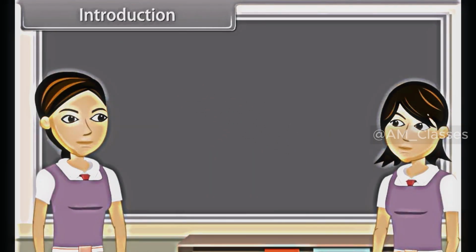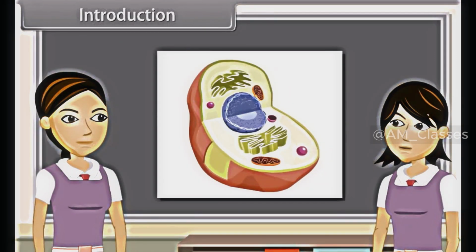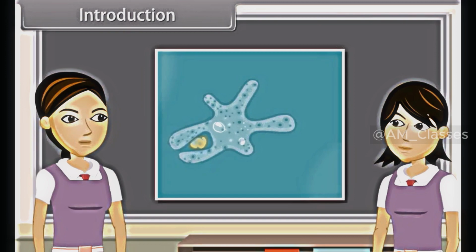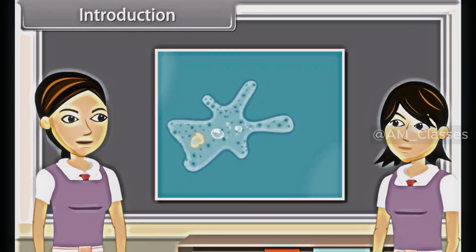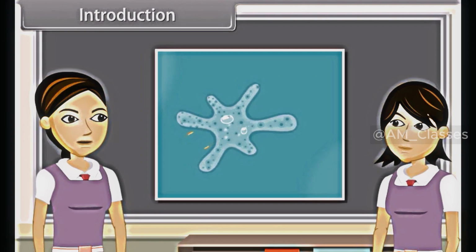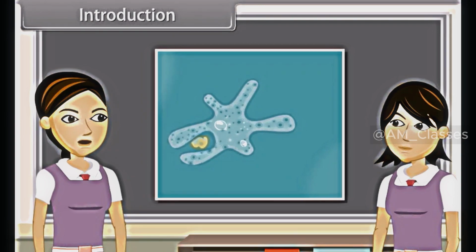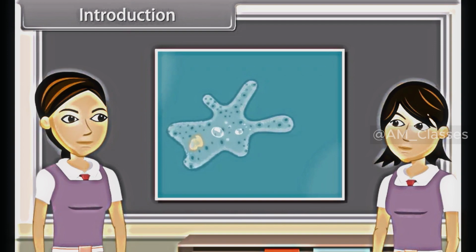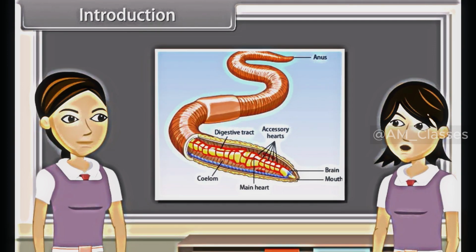Introduction. We know that the cell is the structural and functional unit of life. Do you know what it actually means? It means a single cell can perform all basic functions of life. Example: movement, intake of food and respiratory gases, respiration, excretion. It is true for single-celled or unicellular organisms.